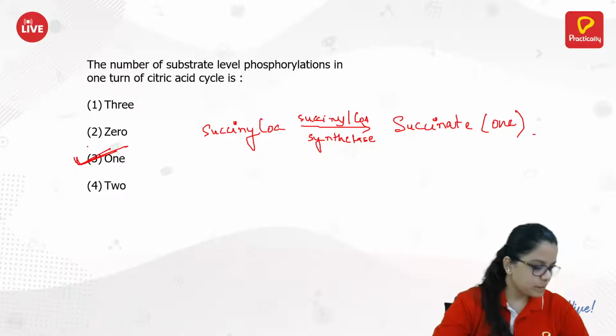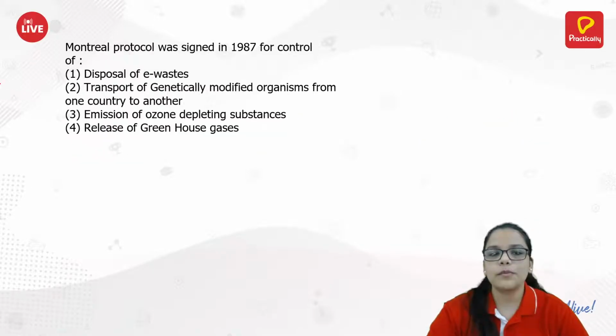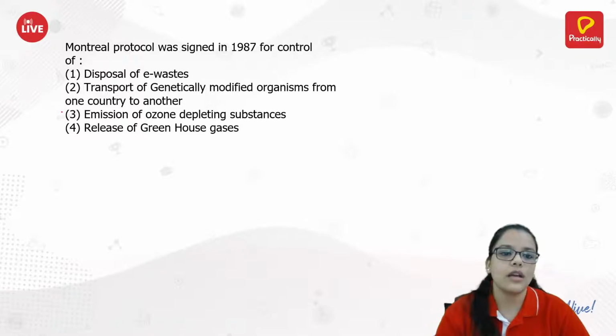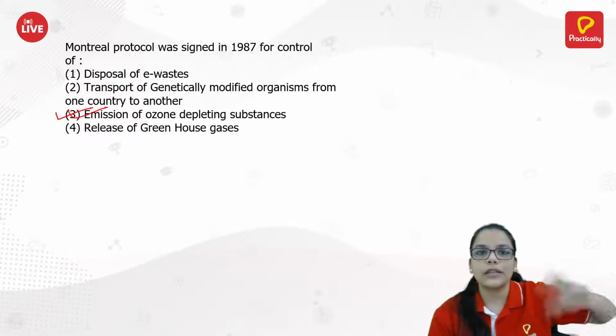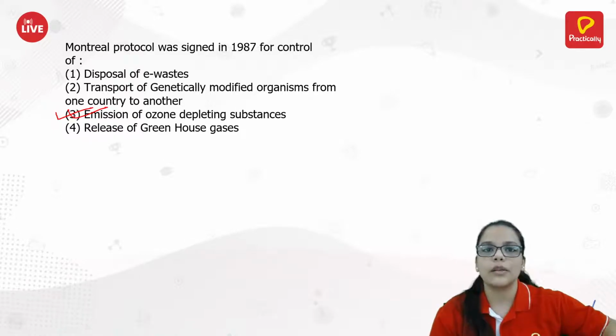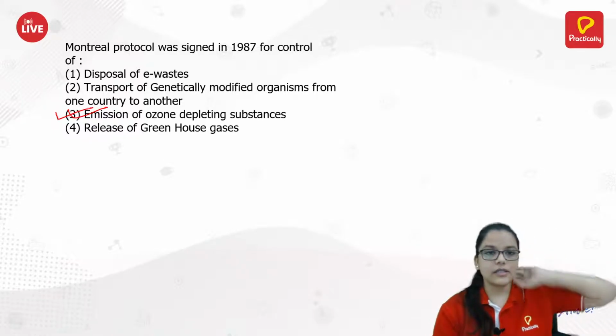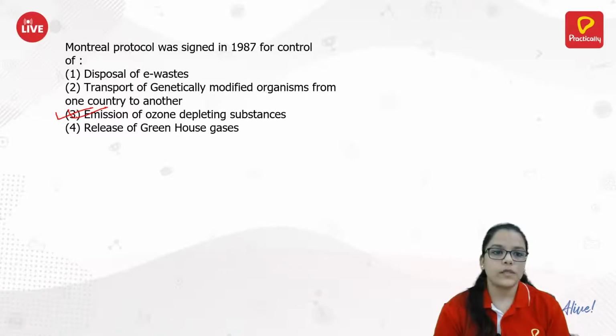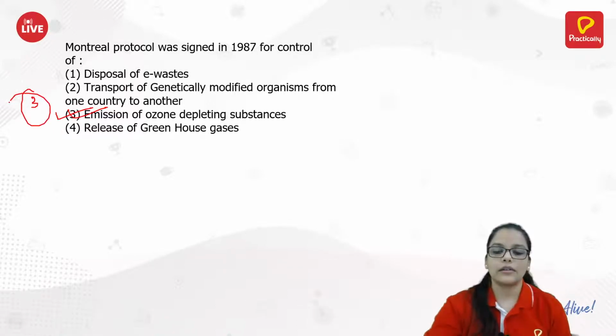Okay, next. The Montreal Protocol was signed in 1987 for the control of, this is very easy, emission of ozone depleting substances. They knew that the ozone layer was depleting due to the presence of CFCs, chlorofluorocarbons, etc. So the Montreal Protocol was signed for that.